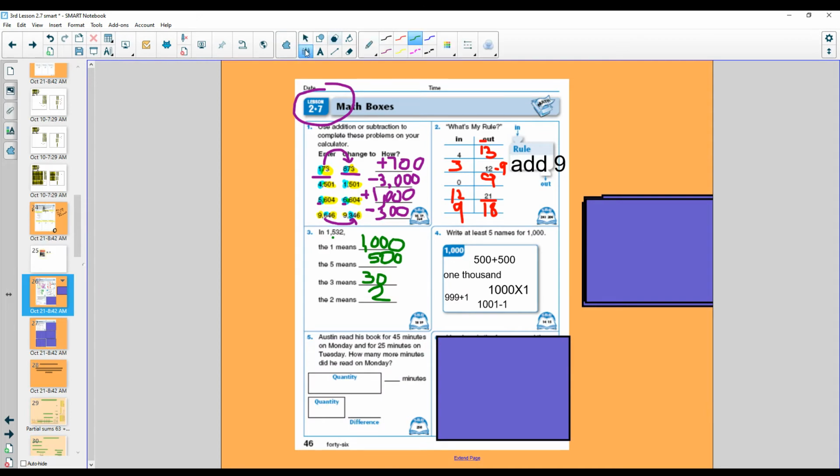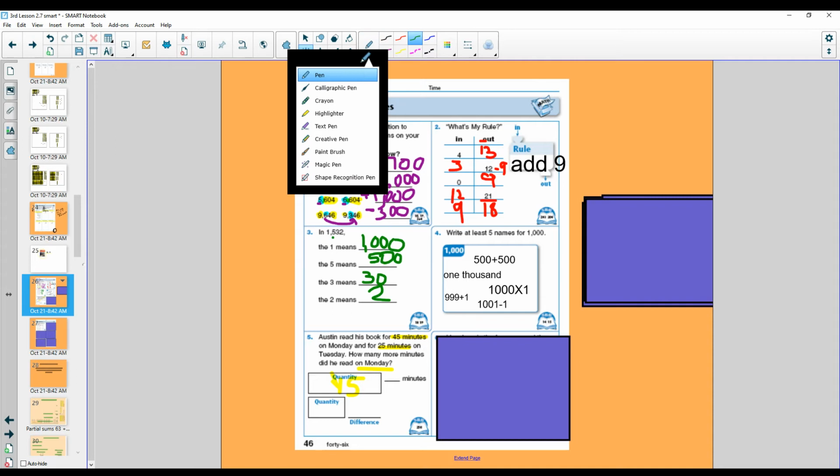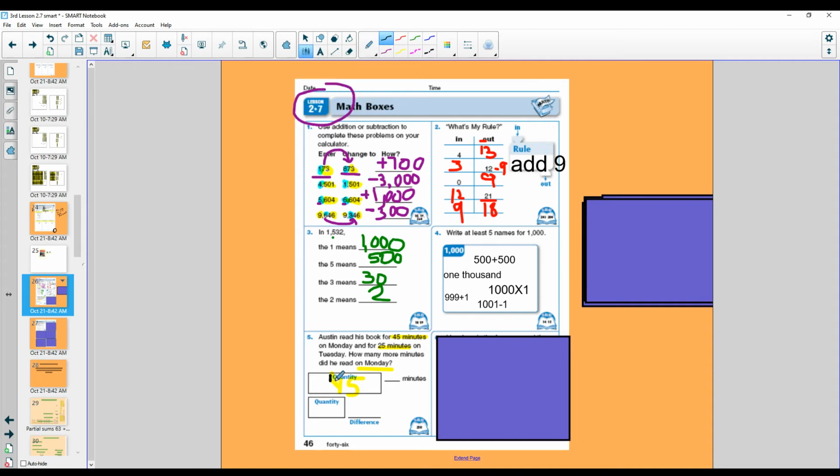All right, I'm going to get my highlighter ready for this one because I like to highlight the important details. Austin read his book for 45 minutes on Monday, 25 minutes on Tuesday. How many more minutes did he read on Monday? Oh, well, I know that this bigger box means the bigger number. So 45 goes in here. Okay, 45. That does not like to write. All right, let's switch my pen here. There we go. 45 is the bigger number.